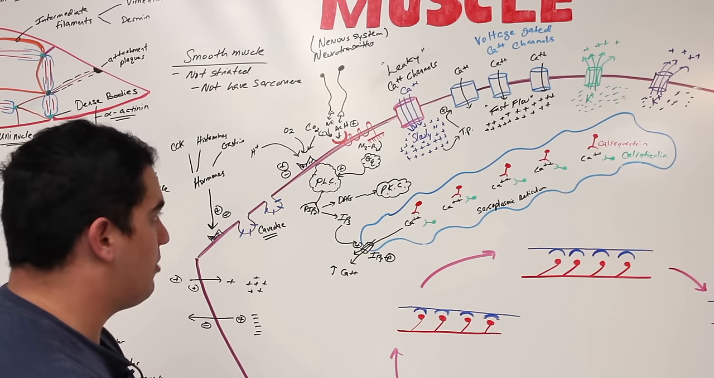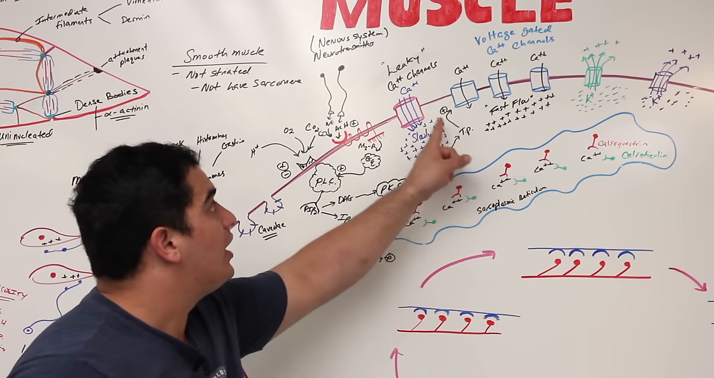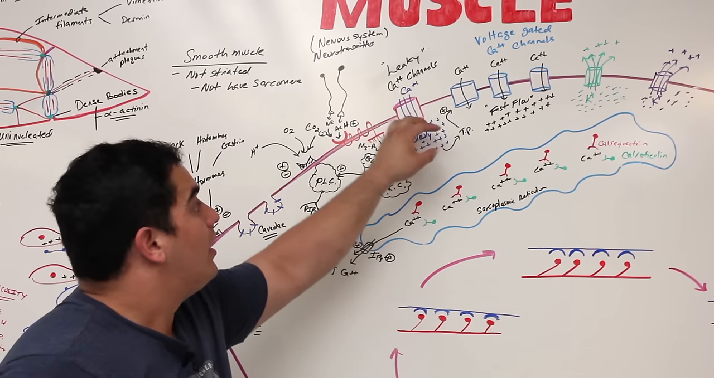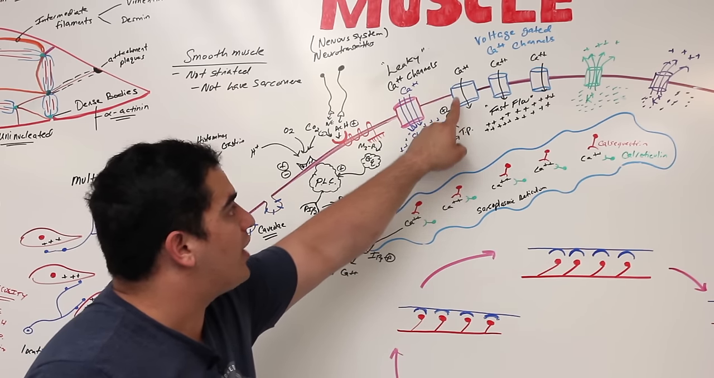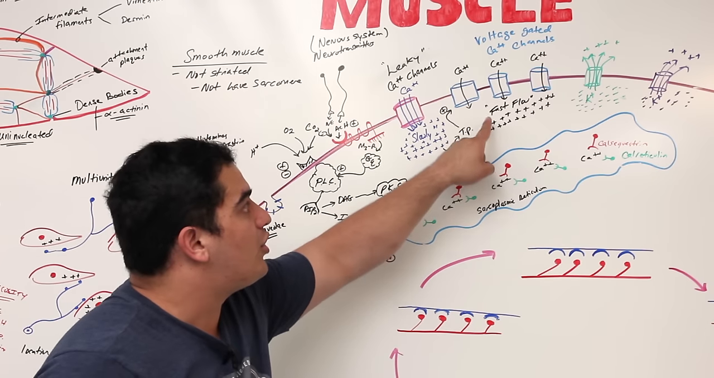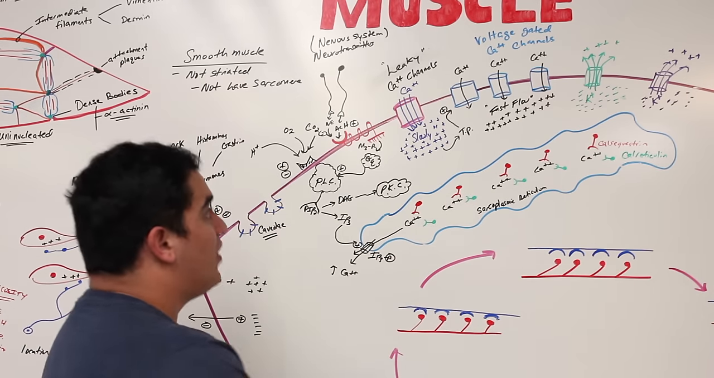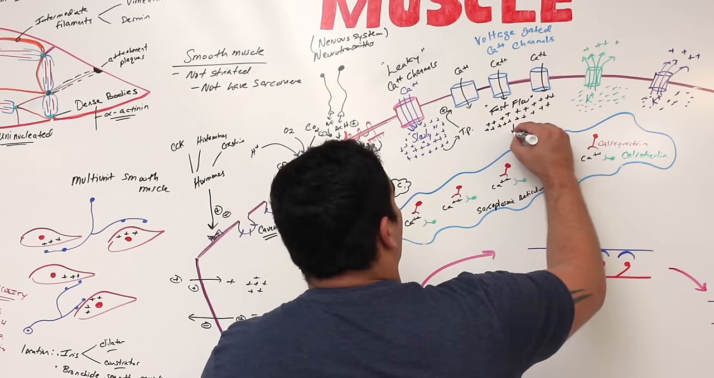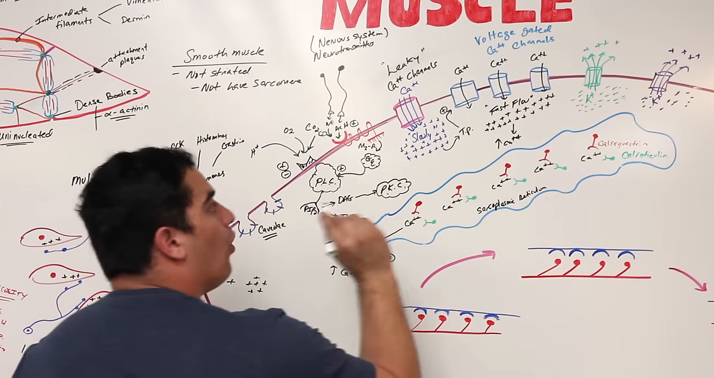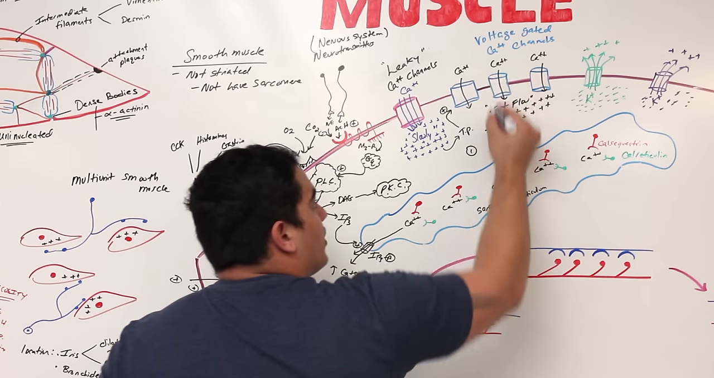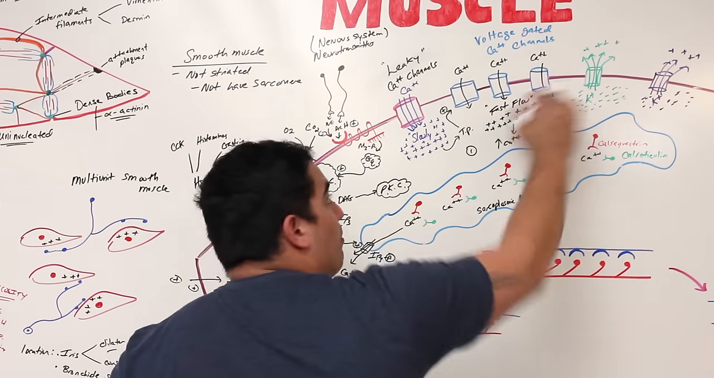What else increases the calcium ions in the cell? Well, we already said it could be due to these leaky calcium channels. The calcium will flow in a little bit, bring it to threshold potential and cause these voltage-gated calcium channels to open and cause calcium to come in. So this will also increase the actual cellular calcium levels. So how many ways have we increased calcium levels? One way is through these voltage-gated calcium channels on the actual membrane.